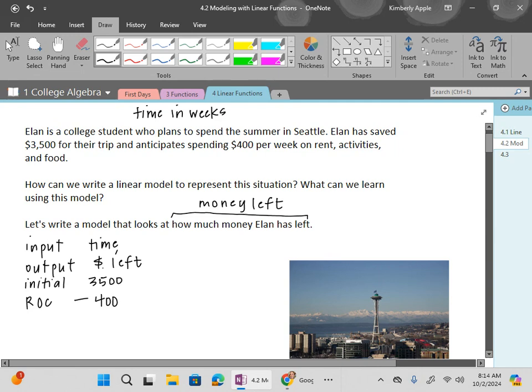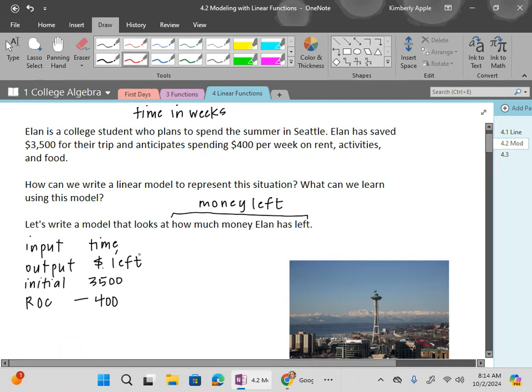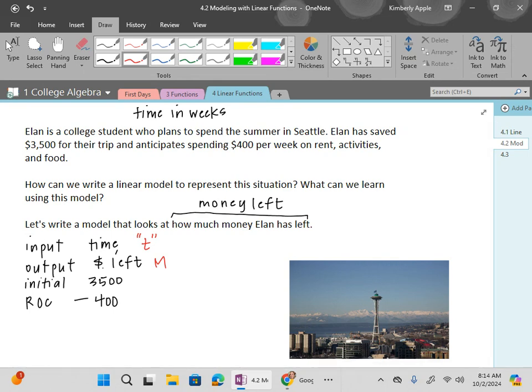So you see how I already have literally everything that I need. So we can rename this, we'll call this T. That's easy, right? T is for time. And the money left, we'll call that output M. Does that make sense? You can call it Y if you want to. You can call it whatever you desire. I'm just going to choose M for money.